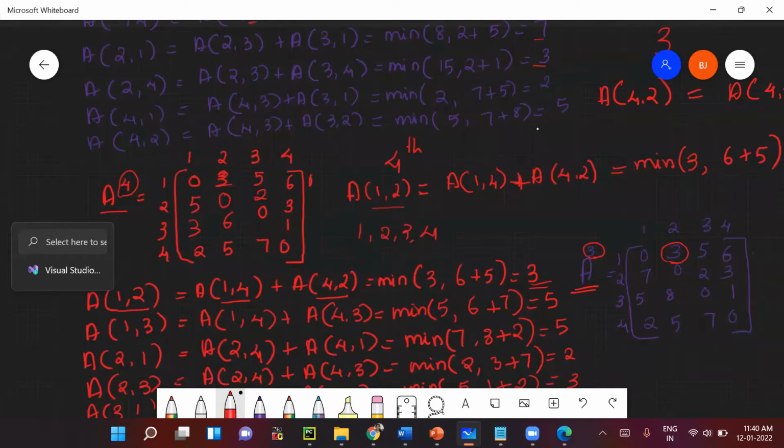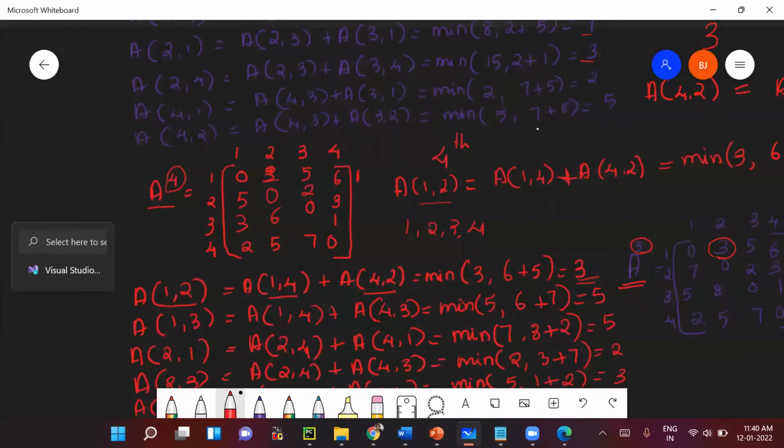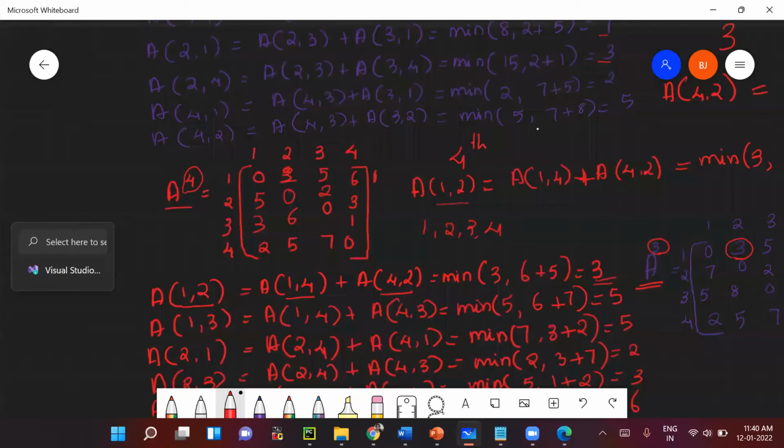So this will be the final answer, right? You have to write what will be the output. This distance matrix A4 you will be writing down, and then write that this will be the shortest distance existing from 1 to 1, from 1 to 2, 1 to 3 and 1 to 4. All pairs of vertices, right? 2 to 1, this will be the shortest. 2 to 2, 2 to 3, 2 to 4. So if you are taking 1 as a source vertex, these values will be the shortest distance. Similarly, if you are taking 2, this will be the shortest.